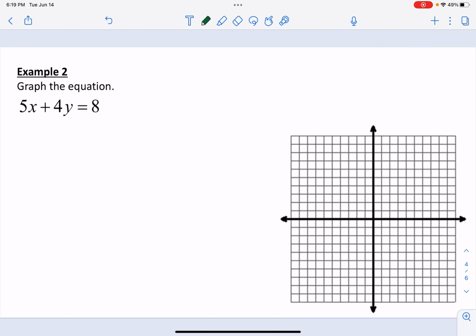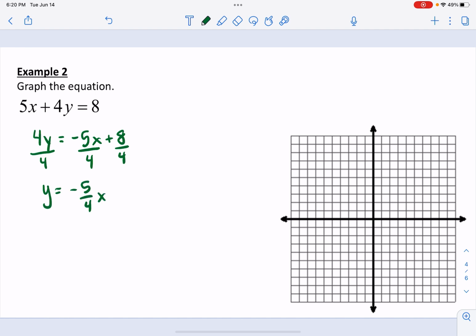Okay, graphing this equation. First, we have to put this equation in y equals mx plus b. Said another way, I need to solve for y, so I need to isolate that variable y. So I subtract the 5x over, and then I divide every single term by 4. Now I have my slope is -5/4, and my b is 2.